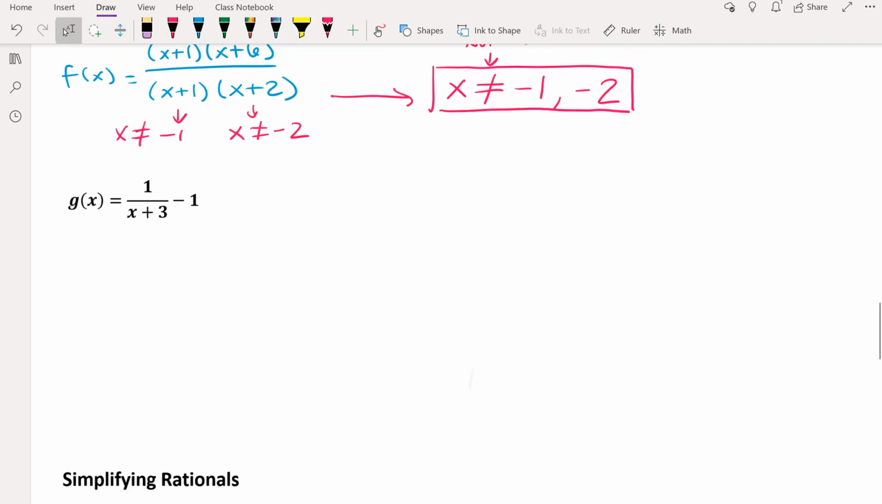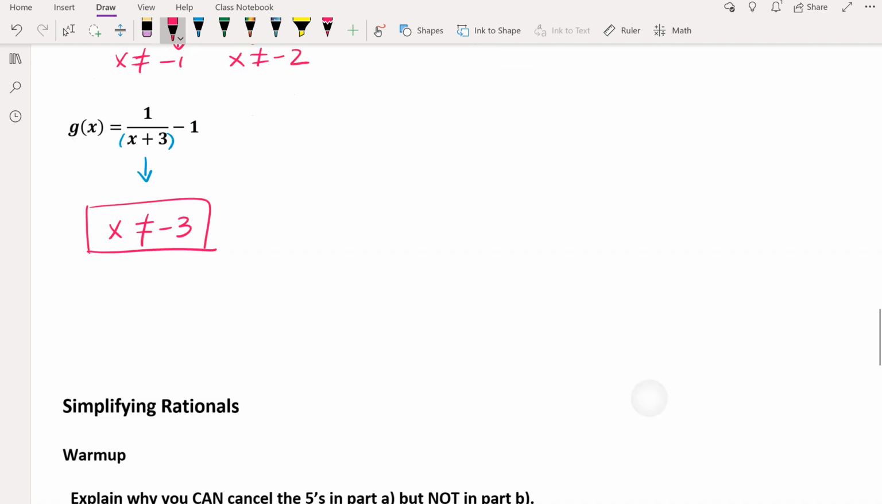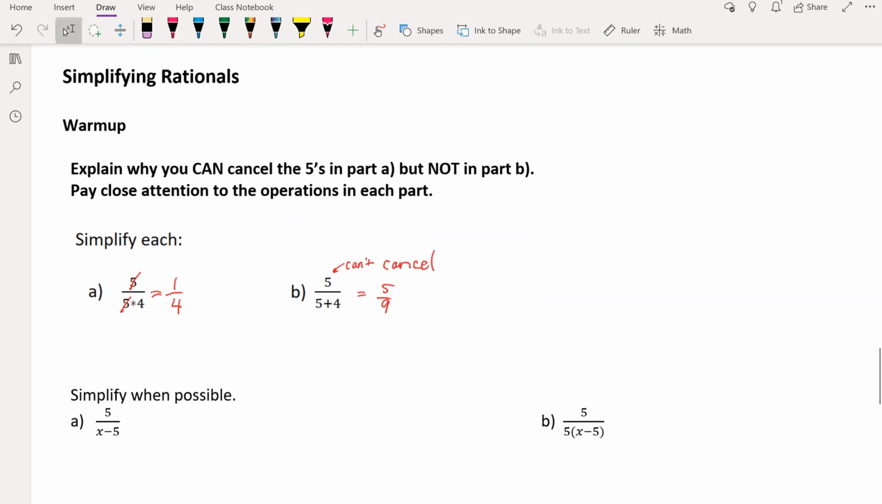What x values are excluded from the domain? What x values are not allowed for g of x? Go. All right, remember, we're only looking at x values that would break the function, that would make the denominator equal 0. That's not allowed in a rational. So here's our denominator. What x values are not allowed? X is not allowed to equal -3. Flip the sign. -3 would make that denominator equal 0. These are the restricted values. Just x equals -3.